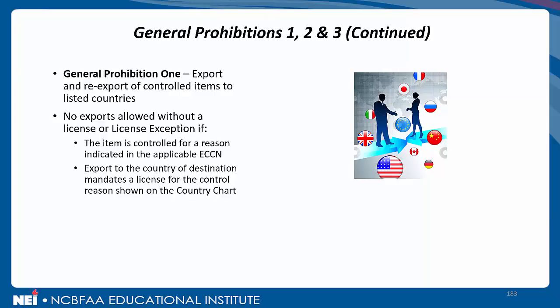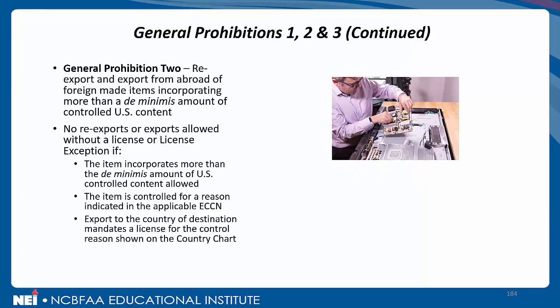Pretty important stuff. General Prohibition 2, we're talking about the re-export and export from abroad. This is different now, of foreign-made items incorporating more than a de minimis amount of controlled U.S. content. We need to stop and explain a couple of things here as it relates to General Prohibition 2. We're talking about re-export or export from abroad, so it's not just the United States, it's other countries as well. U.S. Export Administration regulations apply to items subject to the EAR in foreign countries. That's what we're talking about here.